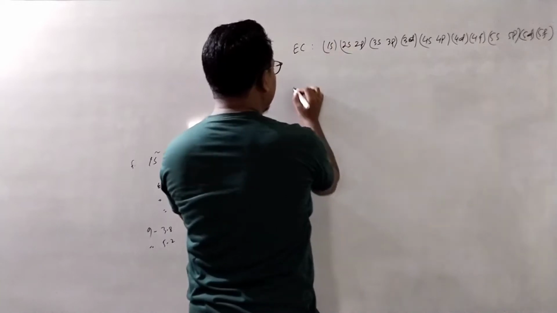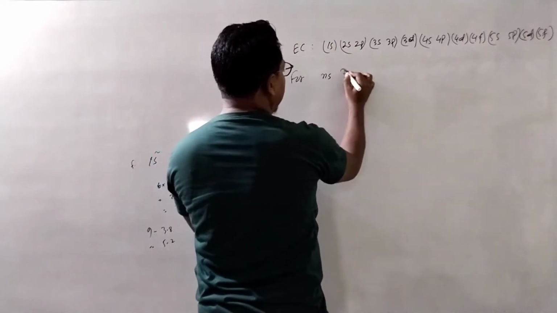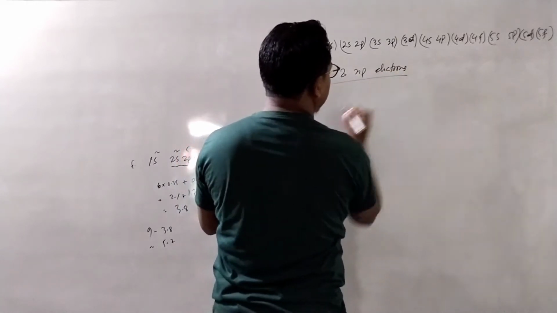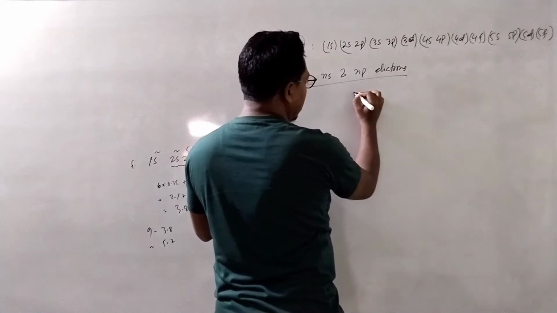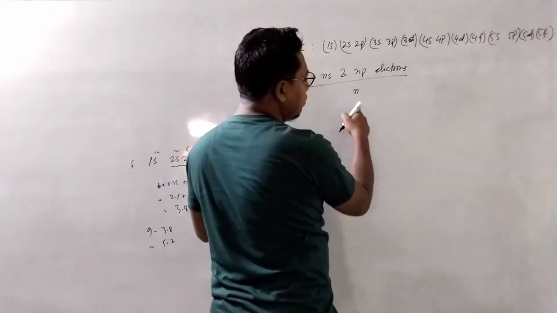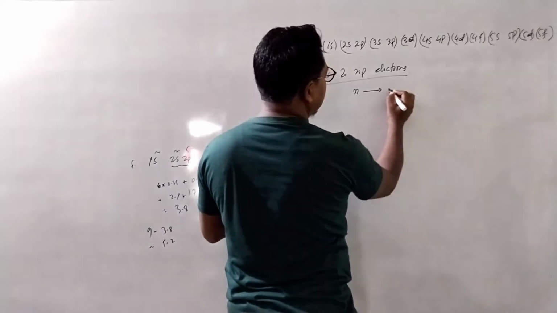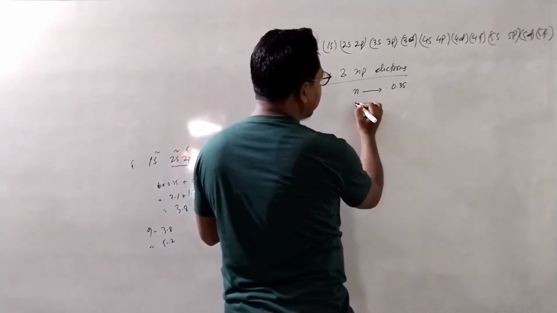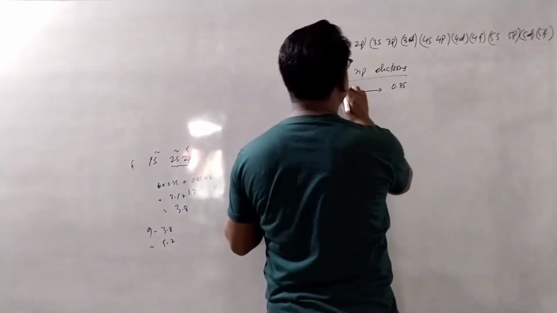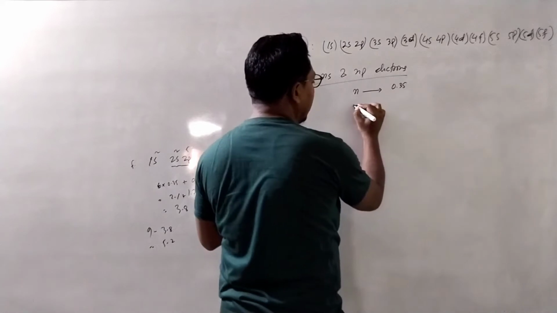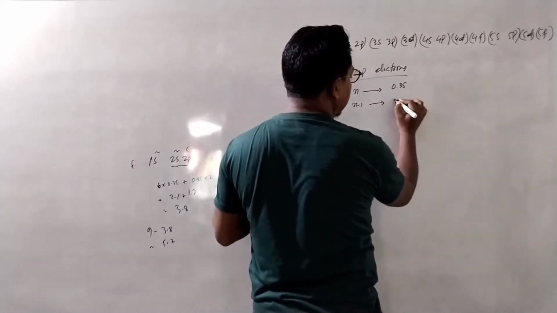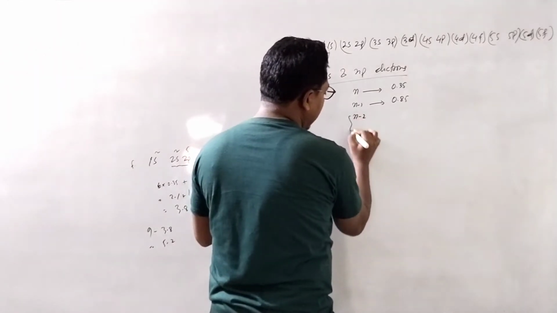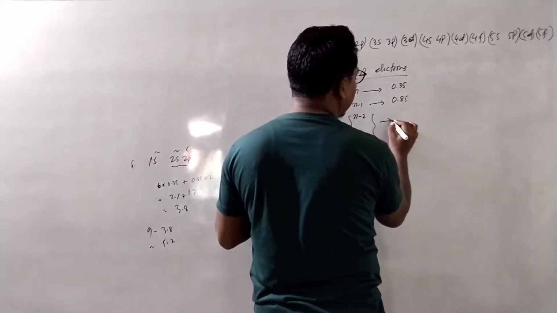So for Ns and Np electrons, shielding value is like this. For the electrons in N, the shielding value is 0.35. Let me write separately. For N minus 1 electrons, the shielding value is 0.85, and for N minus 2 and others, the shielding value is 1.